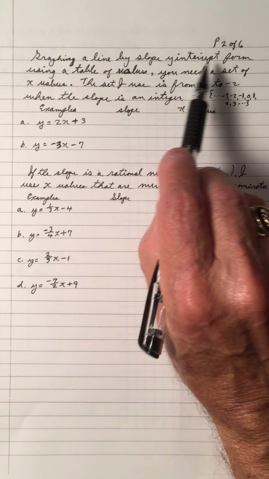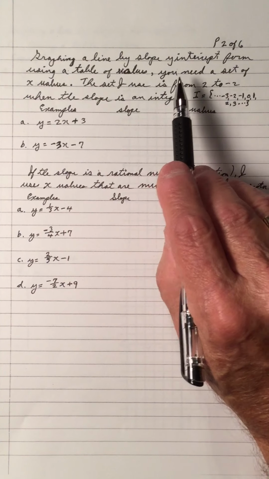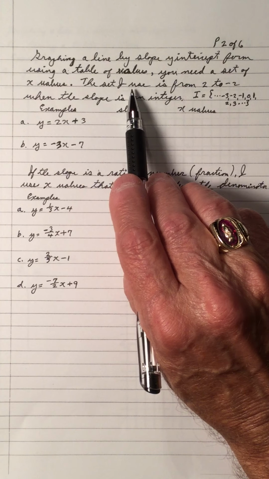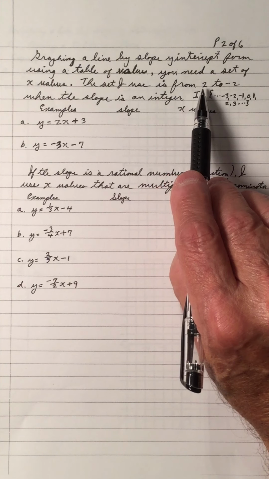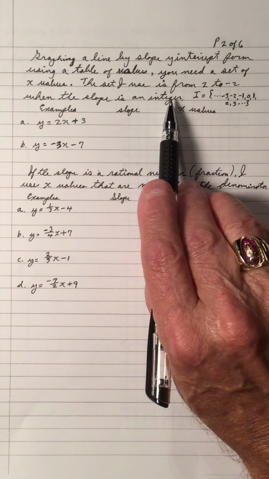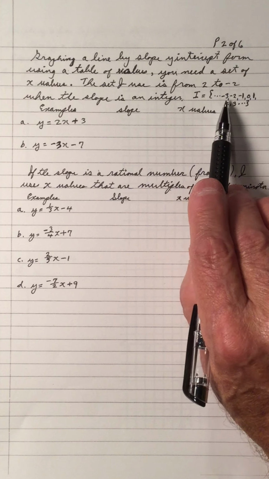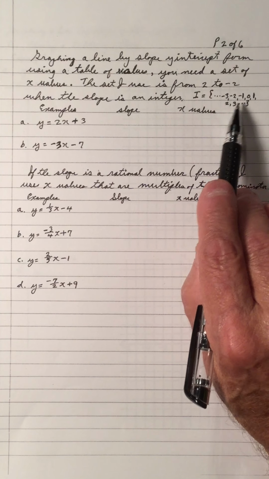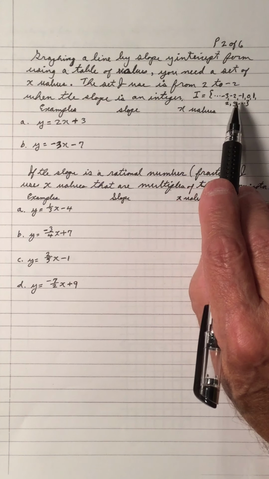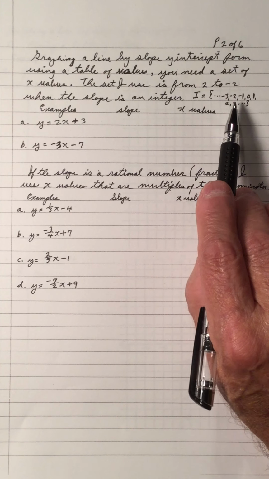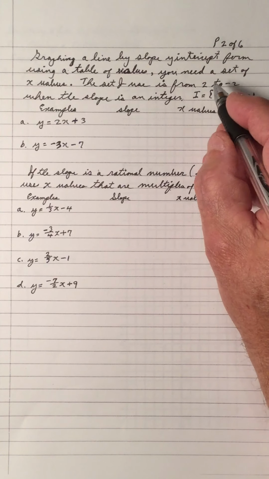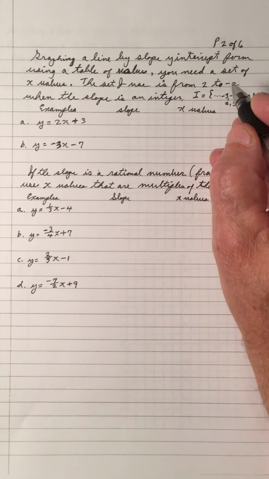Graphing a line by slope y-intercept form using a table of values, you need a set of x values. The set of x values I use is from 2 to -2 when the slope is an integer, and an integer is the numbers 0, 1, 2, 3, dot, dot, dot, -1, -2, -3, dot, dot, dot, and so on. So if a slope is an integer, then we'll use the numbers from 2 to -2.